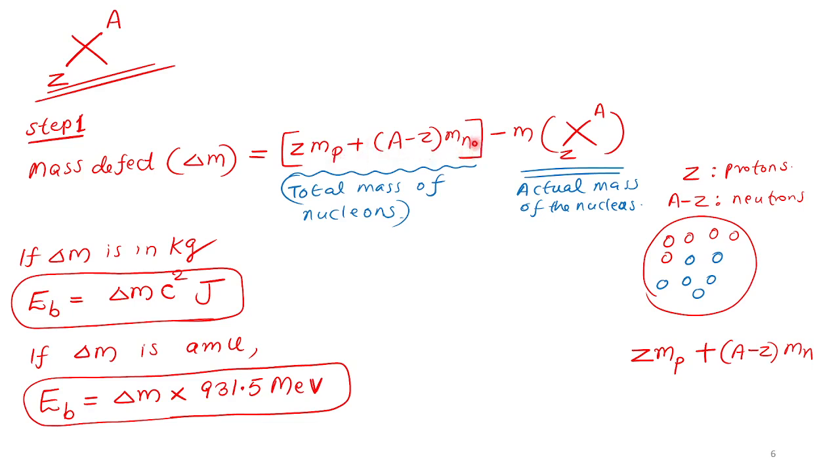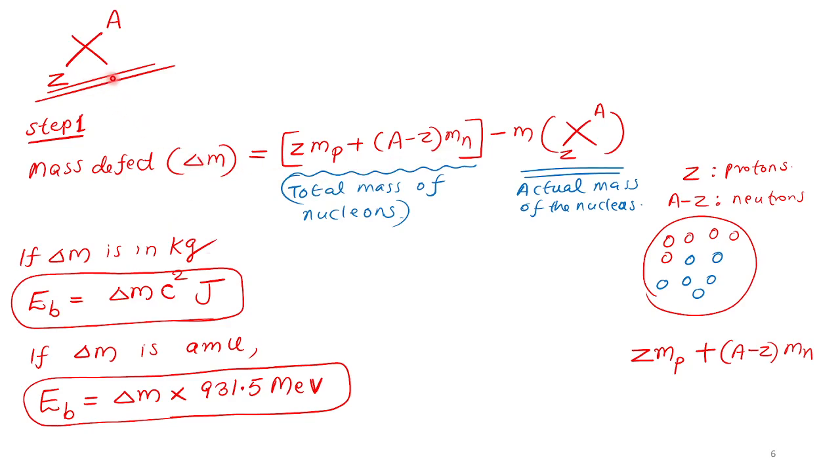You have to memorize the formula. No other option. Z Mp plus (A minus Z) Mn minus the mass of the entire nucleus. The given nucleus will have a certain mass, that is M of X. M of X means the mass of the given nucleus. This is said to be the mass defect. Okay, clear? So delta M is the first step.